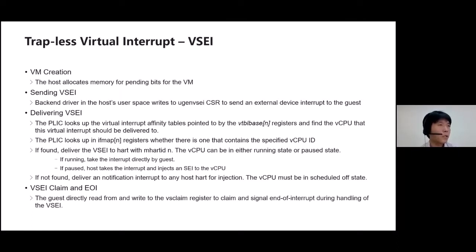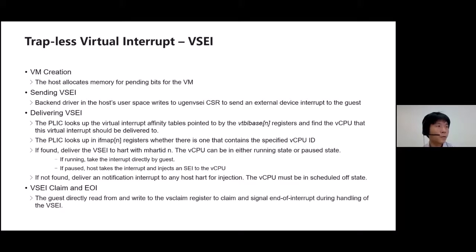When the emulated external device needs to send a virtual supervisor external interrupt to the guest, it writes the new UGen VSEI CSR to send the external device interrupt to the guest. It writes the VM ID and the interrupt number into the register so that the PLIC receives this. It looks up the virtual interrupt affinity tables pointed to by the V table base N registers and locates the vCPU that this virtual interrupt should be delivered to.